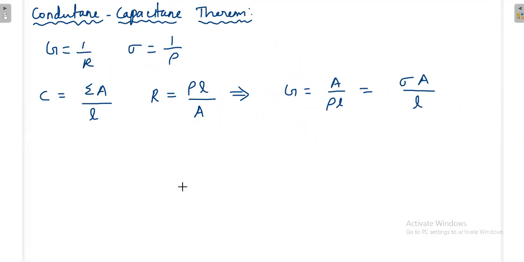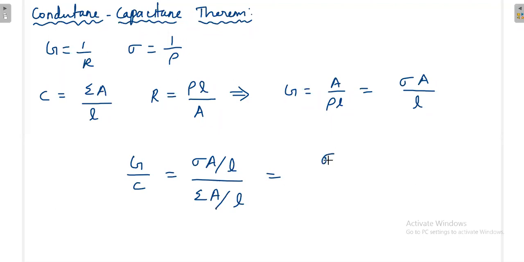Then finally, if you find the ratio between the conductance and capacitance, G divided by C: C is equal to epsilon A divided by L, G is equal to sigma A divided by L. Finally, this is equal to sigma divided by epsilon. Then G can be written as sigma divided by epsilon into C.